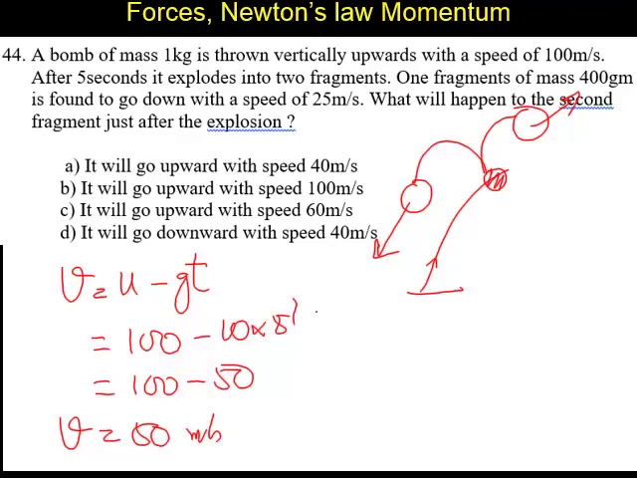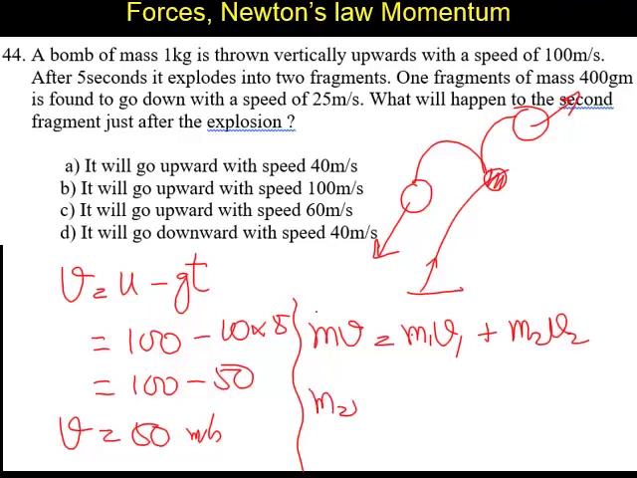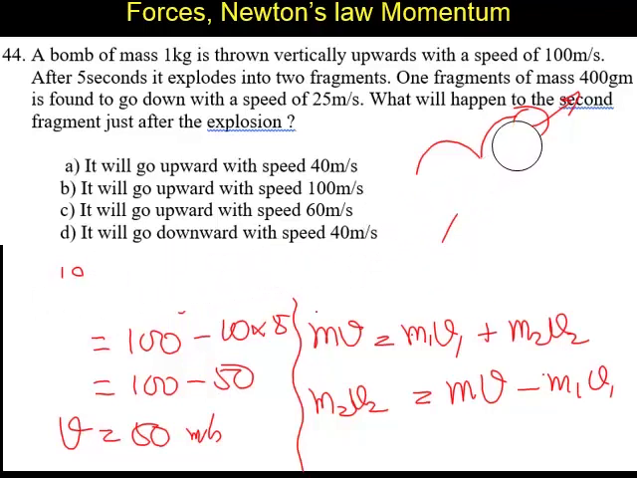Using conservation of momentum, we can say the mass of the bomb times its initial velocity should be equal to the mass of the first fragment times its velocity plus the mass of the second fragment times its velocity. We are supposed to find m2 v2, especially we are going to find v2. So m2 v2 equals mv minus m1 v1. So we are supposed to use this equation for calculation. So we will go for calculation now.